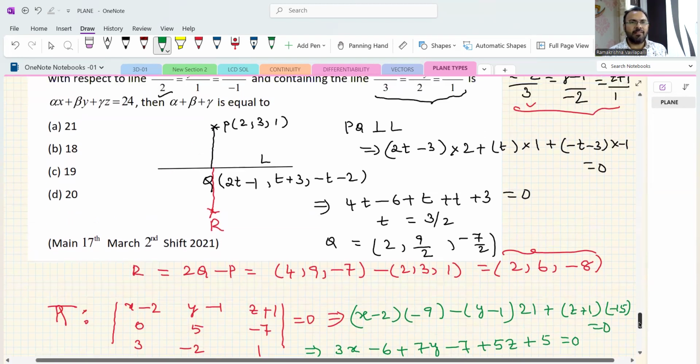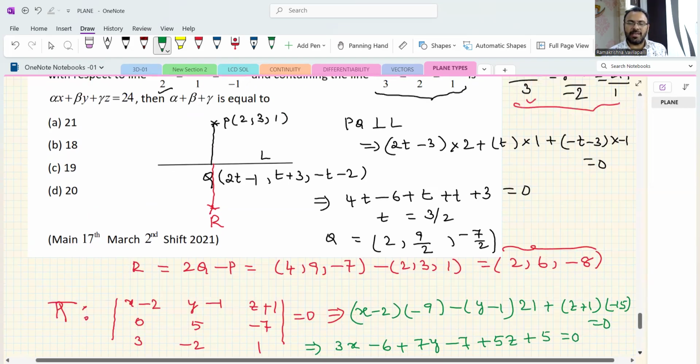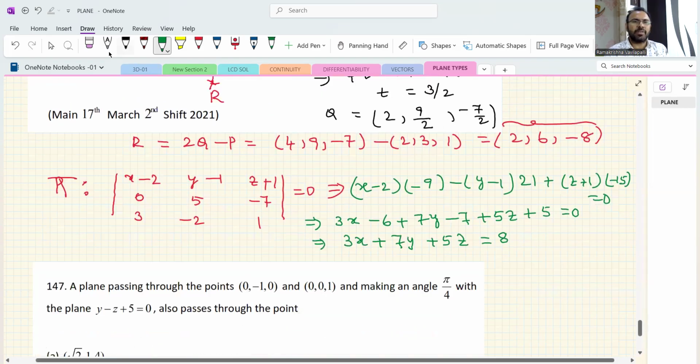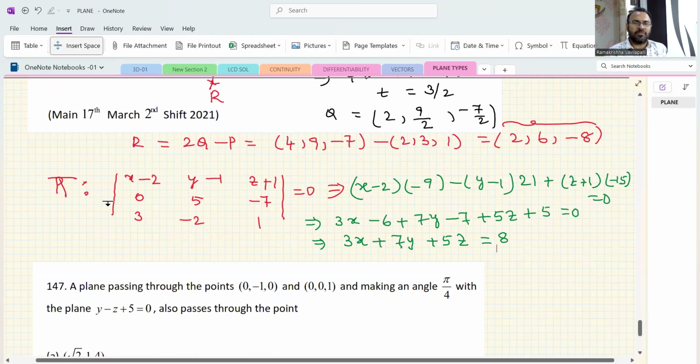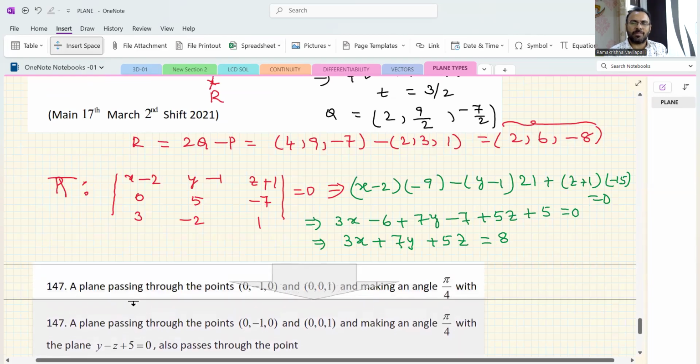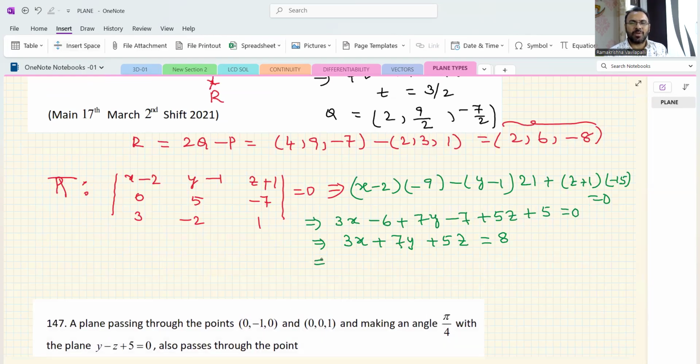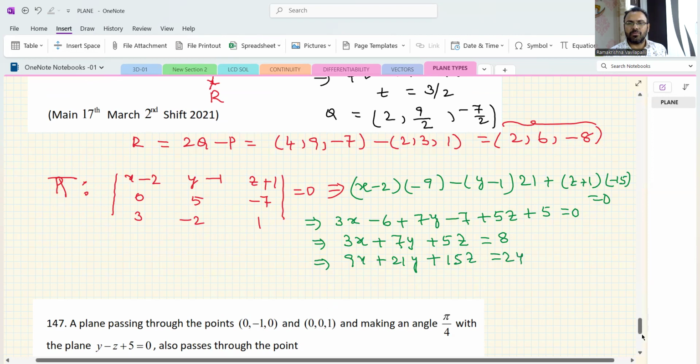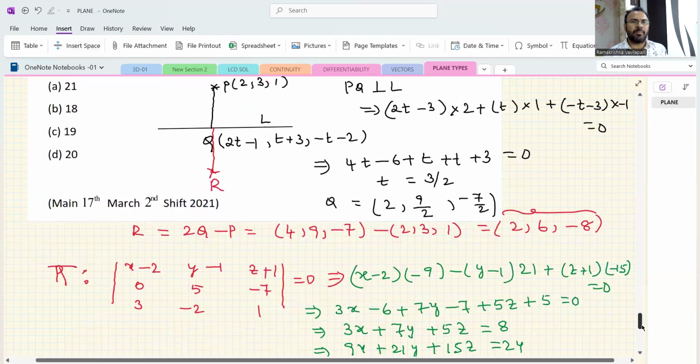But they have given that alpha x plus beta y plus gamma z equal to 24, right? So on RHS, we have to adjust that 24. For that, you need to multiply by 3. So this implies 9x plus 21y plus 15z is equal to 24. Right. So what is alpha plus beta plus gamma?